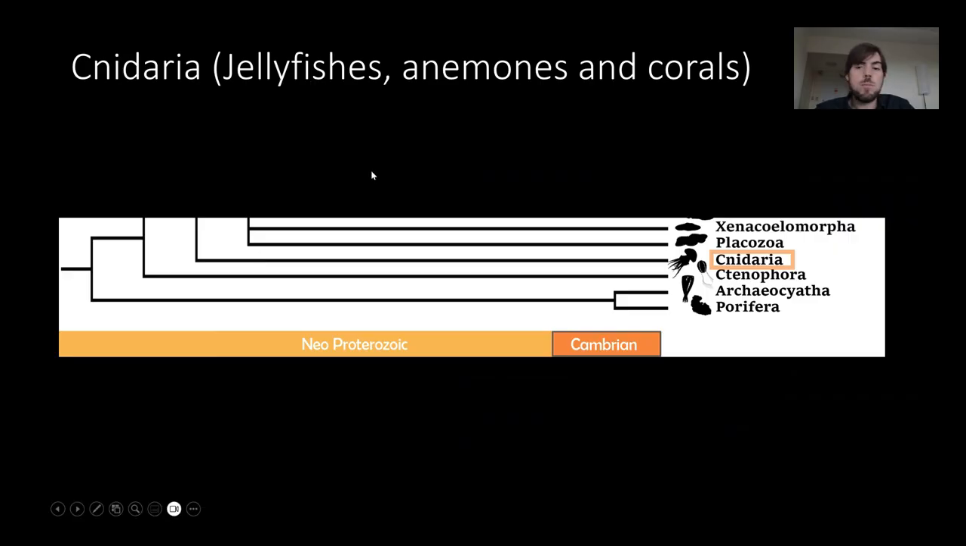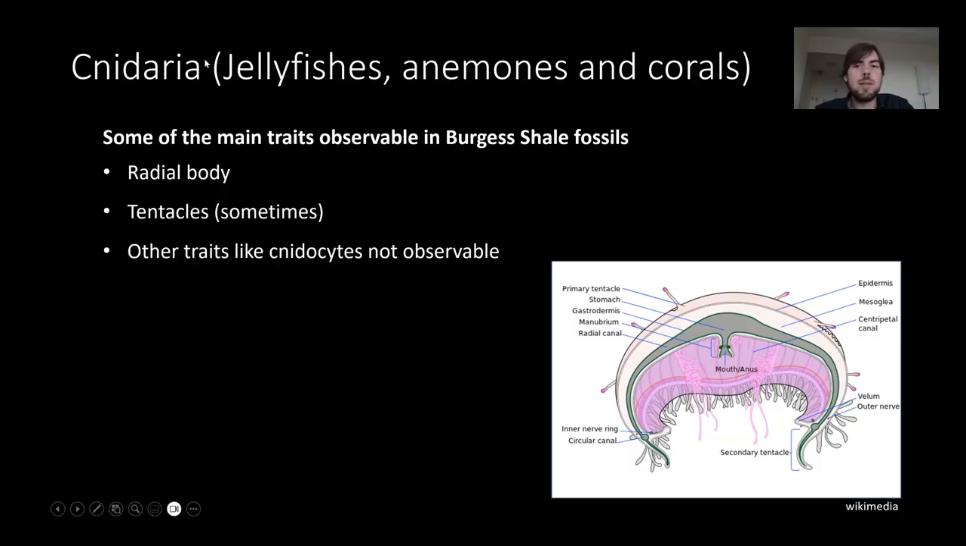So ctenophores, again, we only have three species, and they do not provide much information about their early evolution. Maybe the main take-home message is that they look almost exactly as they look nowadays. Let's go now to true jellyfishes, the cnidarians. Of course, when I talk about cnidarians, I include jellyfishes, anemones, and corals all together.